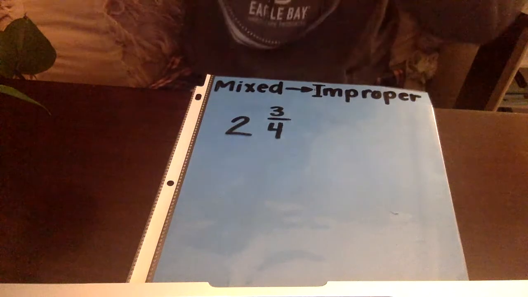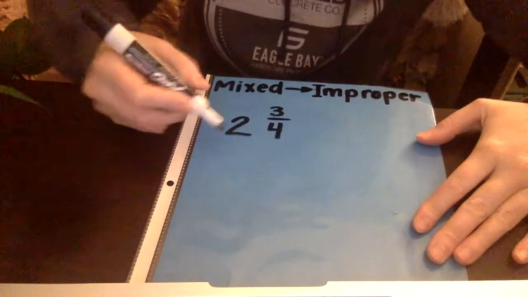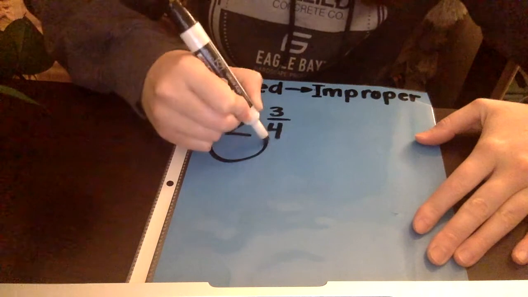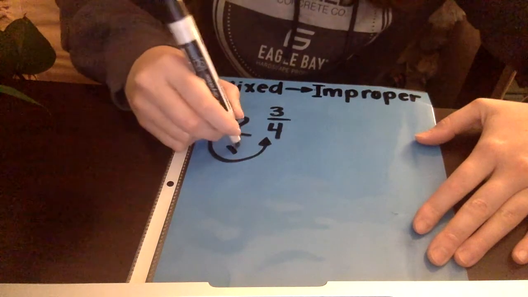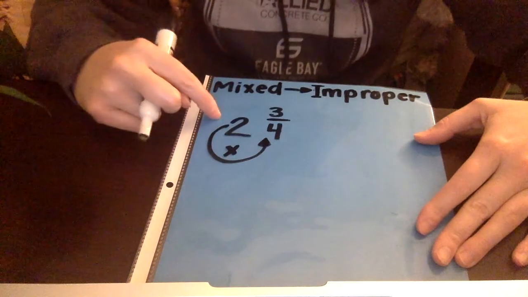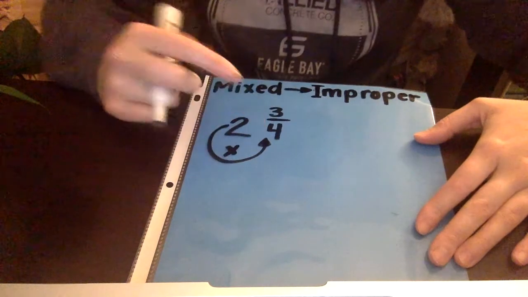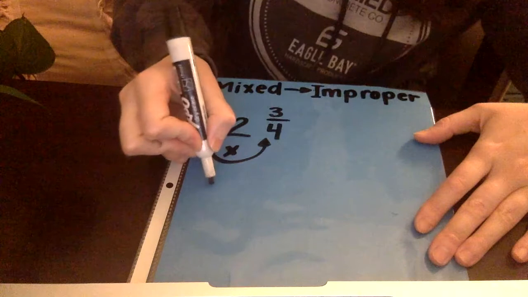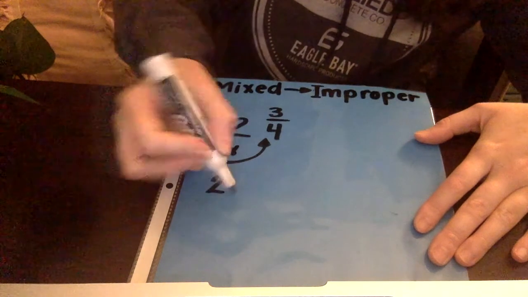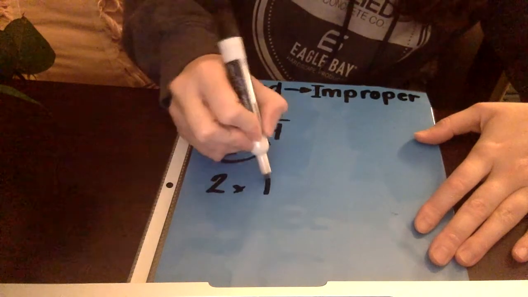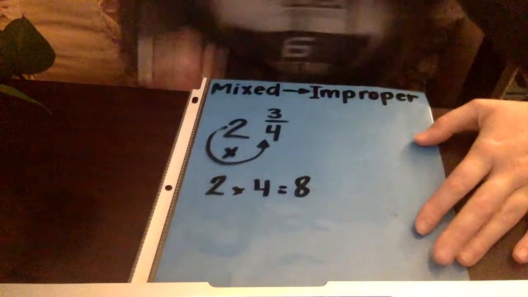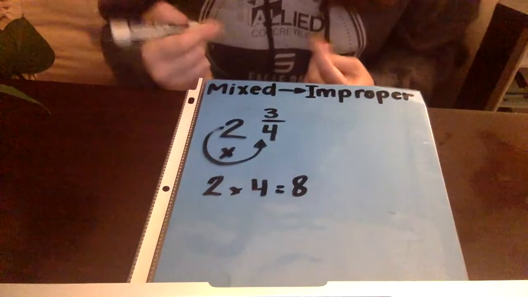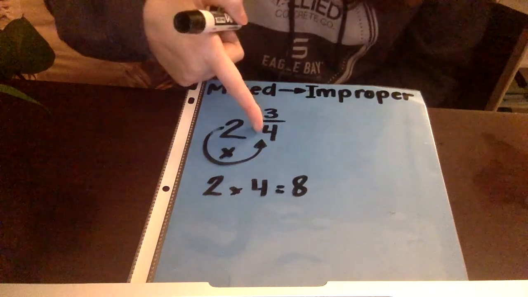So we'll go ahead and start with our first step, which is to multiply our whole number by our denominator. So I'm going to go ahead and draw a little arrow, and I'm going to put my multiplication symbol here so that I know that I'm taking my whole number and I'm multiplying it by my denominator. I'm going to write that out below as well. So that's going to give me the equation 2 times 4, and 2 times 4 has a product of 8. So I'll go ahead and write that in. I've done my first step, which is to multiply my whole number by my denominator.